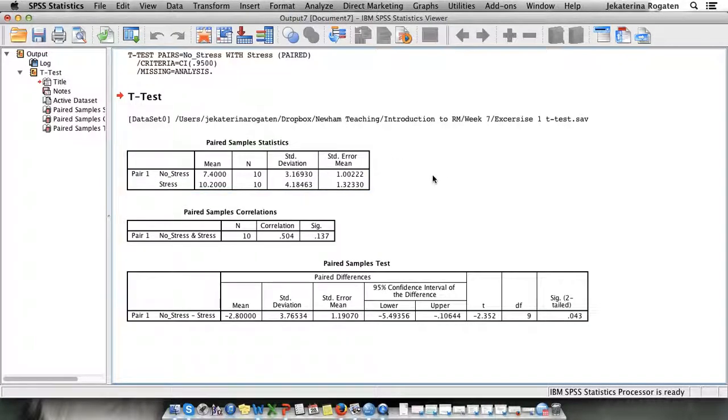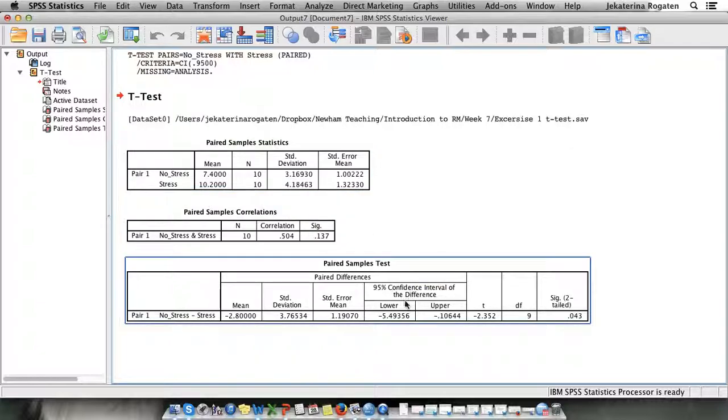And here we go. This is the output, and we have the paired sample statistics, which are means and standard deviations for our 10 participants. We can see that in no stress, participants made 7.4 errors on average, whereas in the stress condition they made 10.2 errors on average, which is going in the direction of the hypothesis. We also can see that the spread of scores, or the spread of errors, was relatively equal in both the stress and no stress conditions.